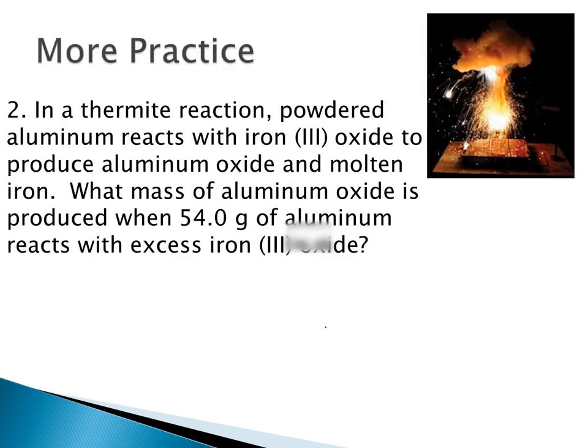Alright, let's try it a second time. Here's the question. See if you can write a balanced chemical equation. Pause the video and write it down.